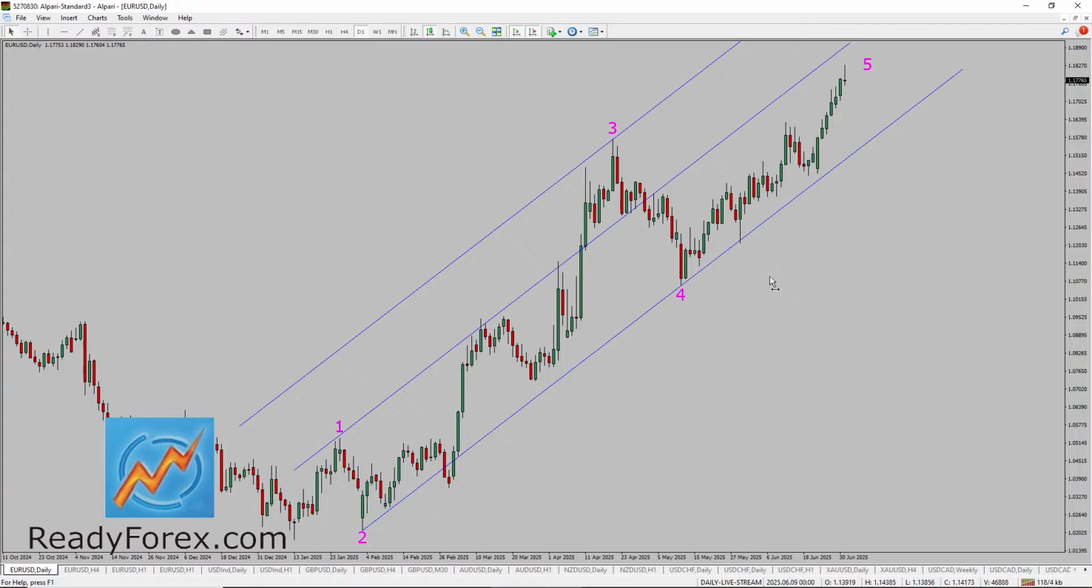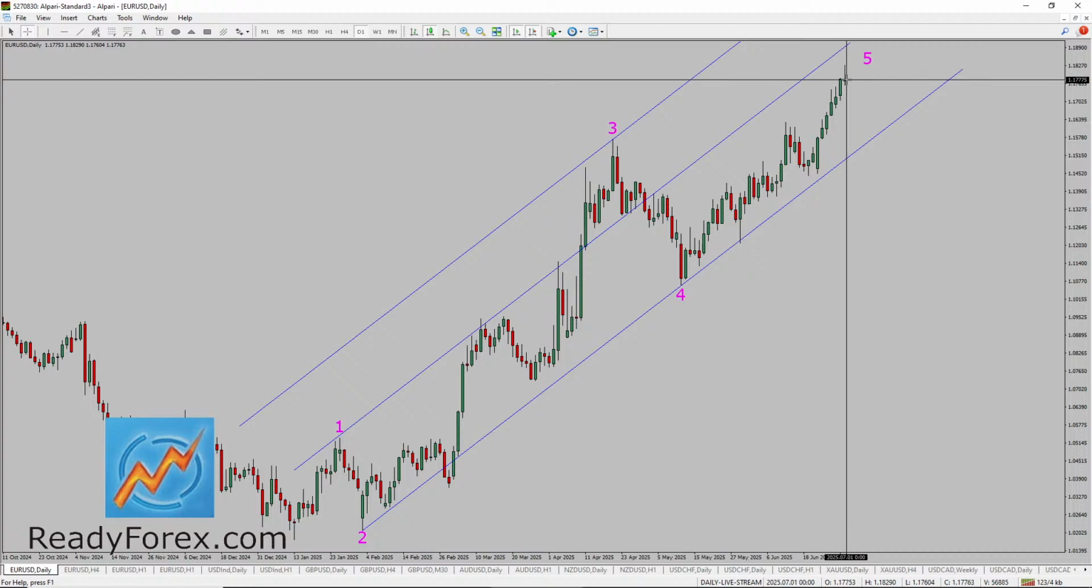So the first thing I'm going to do is talk about the euro dollar currency pair. Right now you see we got this nice bullish uptrend inside euro dollar currency pair, and it seems to me market is probably trying to, we have this bullish wave 5 impulse.